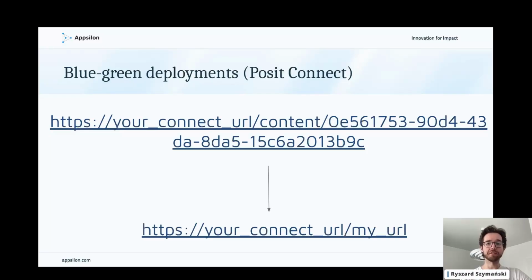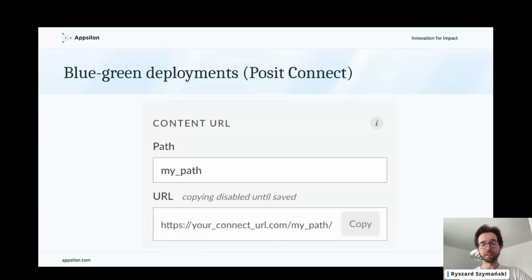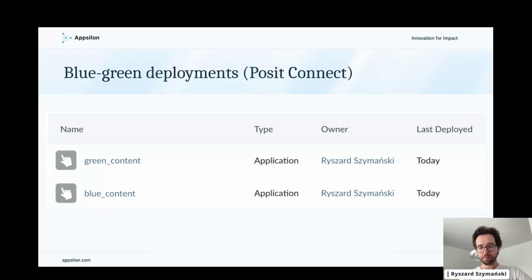Posit Connect allows you to configure a user-friendly URL called a vanity URL, where you can configure the exact path where your app is available. You can configure a vanity URL using the content settings in the Posit Connect UI. And separate app instances can be achieved by having separate content items. So you can create two separate deployments on Posit Connect and call one blue and the other green.